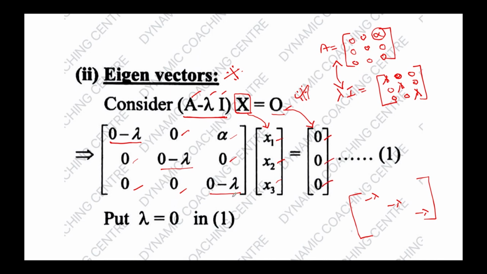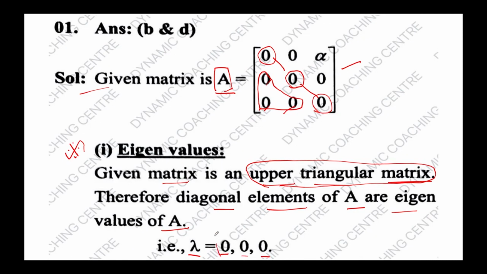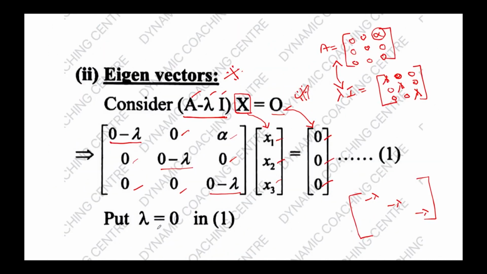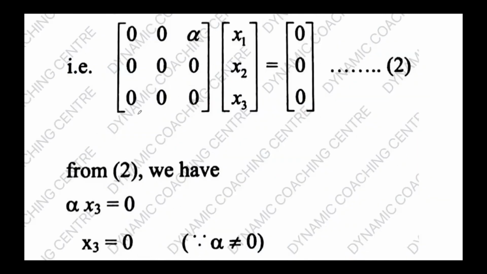Now you have to substitute the eigenvalue, and all three eigenvalues are 0. So let us substitute lambda equal to 0 in these three places. You get the reduced form of the matrix, multiplied by x1, x2, x3, equal to 0, 0, 0. Now if you multiply this row with this column, matrix multiplication is row into column, so it would be 0 x1 plus 0 x2 plus alpha x3, which should equal this answer.